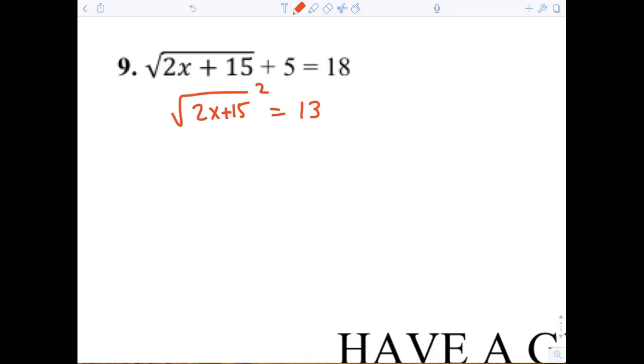Now I have to do what to both sides? Square. So 2x plus 15 equals 169. Subtract 15. 2x is equal to 154. So x is equal to 77. All right, is everybody okay with that? Anybody have any issues?